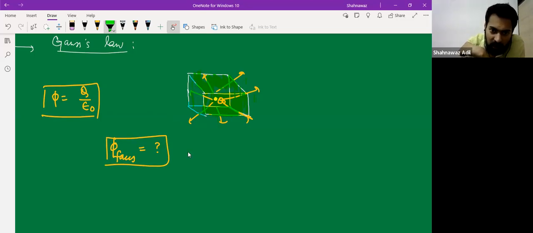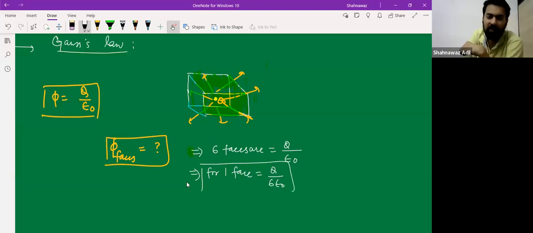Okay, so the electric flux of six faces is how much? Q enclosed, Q by epsilon naught, right? And if I ask for one face, it would be Q by 6 epsilon naught. Right, understood this part? Understood?